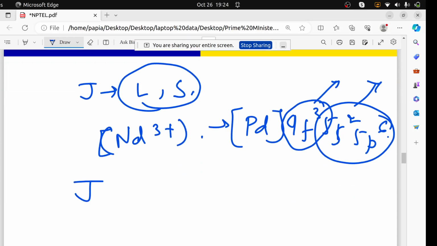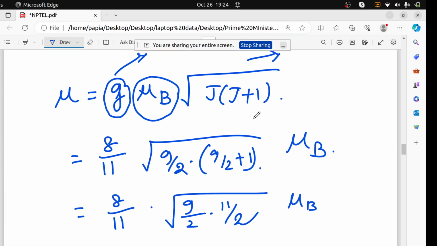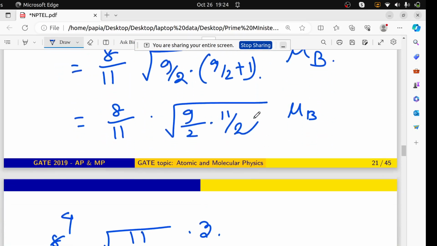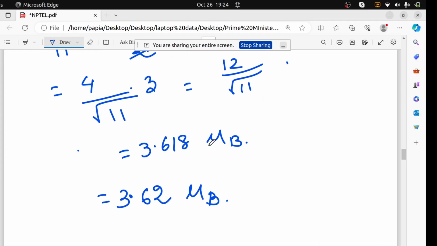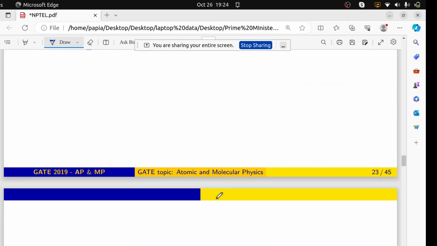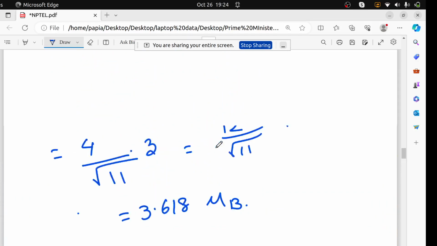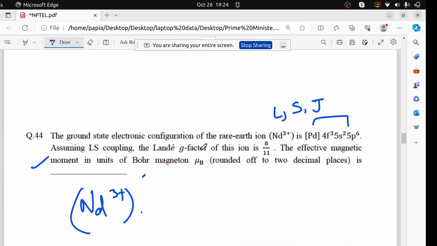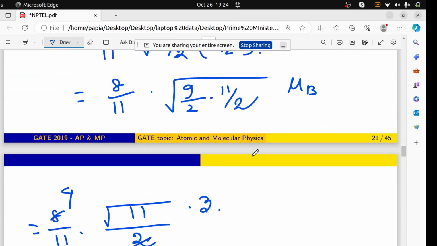Okay, so by knowing the J value, I just got the value of mu, which is G mu B root over J into J plus 1. And if I do the simple calculation, then it is giving us 3.62 mu B. So this is the required magnetic moment for this electronic configuration. Okay, sure. I think I can go to the next question.